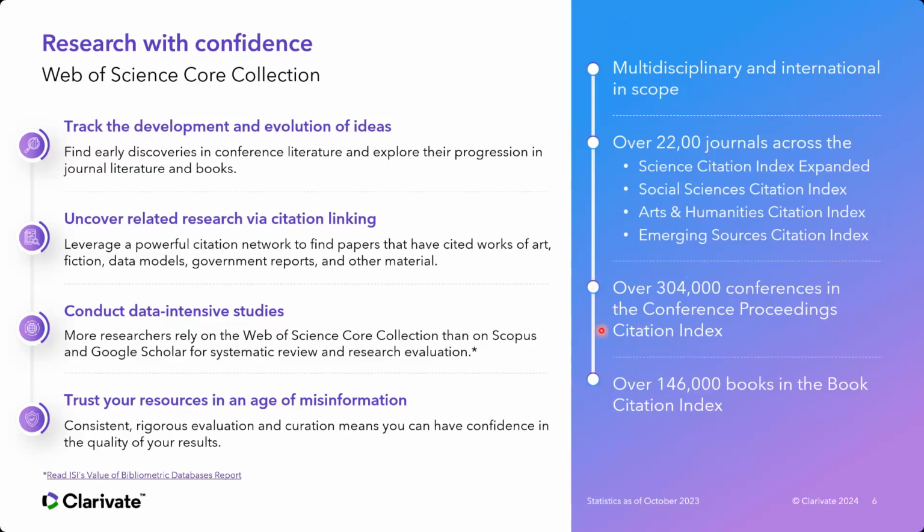Now, there are also selection criteria for our conference proceedings as well as books. All the content within the Web of Science Core Collection has to meet our quality criteria, no matter what content type it is. So we don't index everything under the sun, because we do acknowledge that there is an age of misinformation now. In order to make sure that what we include is trustworthy content, we had to adopt this rigorous evaluation process.